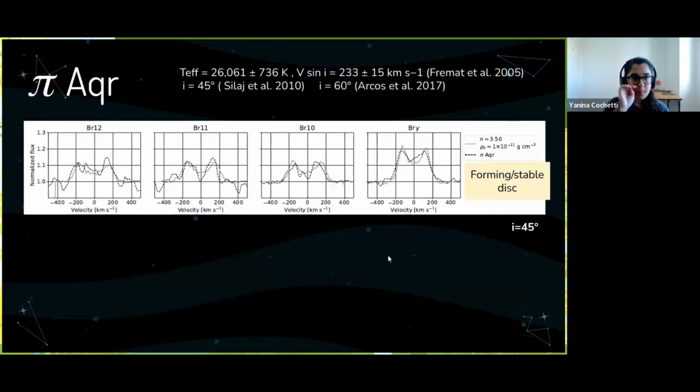The other object that we had was Aquarii, and this is the best fitting model that we found for the same lines that I showed you before. And these are the parameters that we found, n value 3.5, that put this object in a forming or stable disk stage.